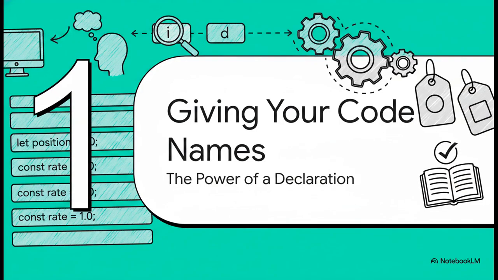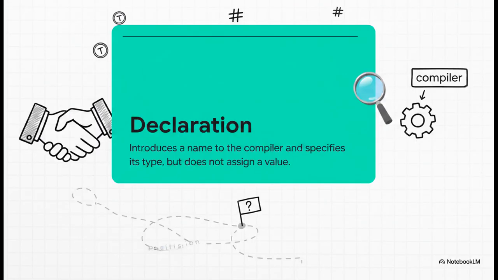So let's zoom in on the names in our code, words like position and rate. Before the computer can do anything with them, it has to be properly introduced. I mean, think about it like meeting someone new, right? You need to learn their name and maybe a little something about them. Well, in the world of programming, that formal introduction is called a declaration. A declaration is really just a formal handshake with the compiler.